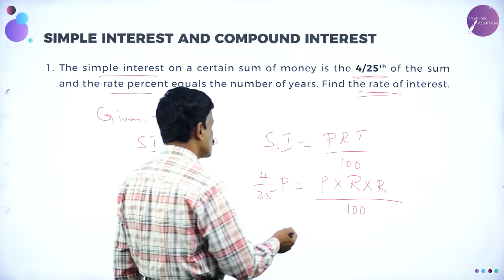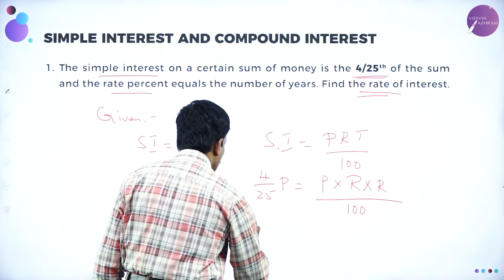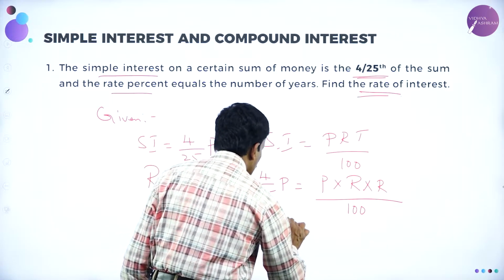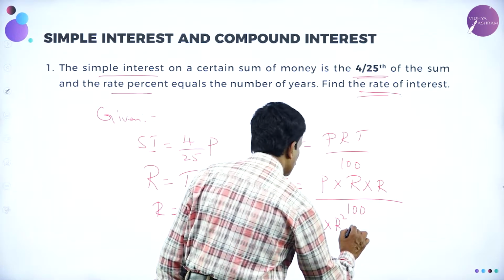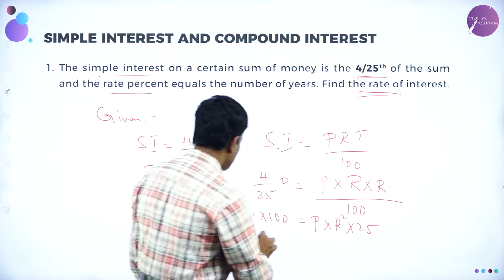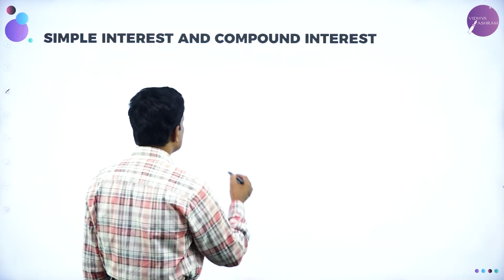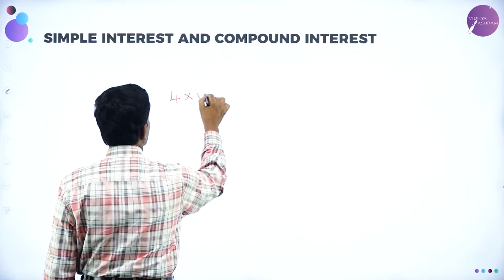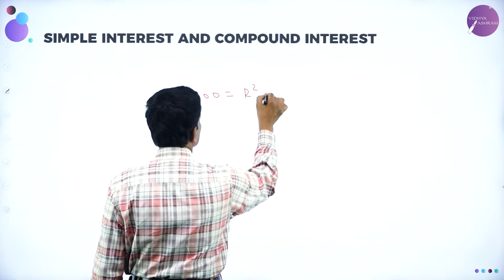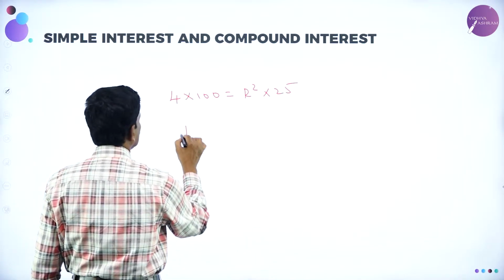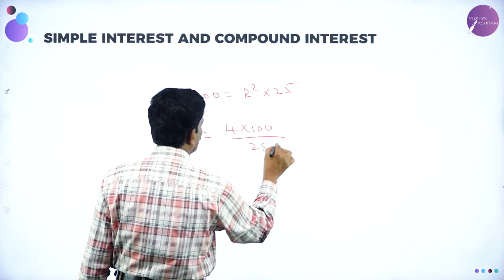Cross multiply this and get the value. If you cross multiply, we get 4P into 100 is equal to P into R squared into 25. Now just divide by P on both sides. P and P get cancelled. We get 4 into 100 is equal to R squared into 25. Now R squared is equal to 4 into 100 divided by 25.